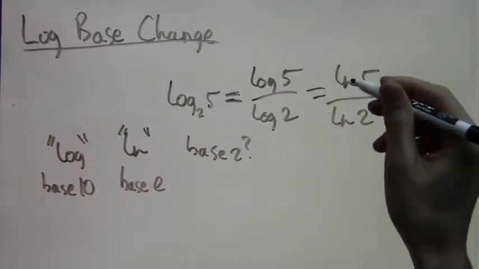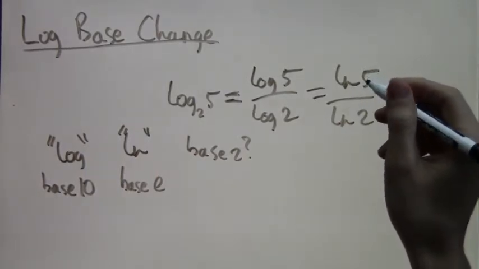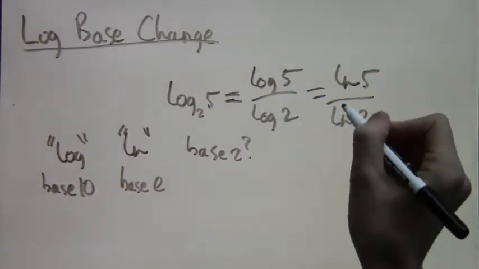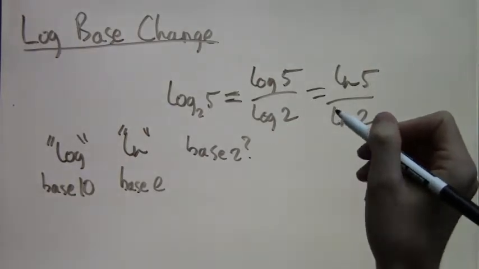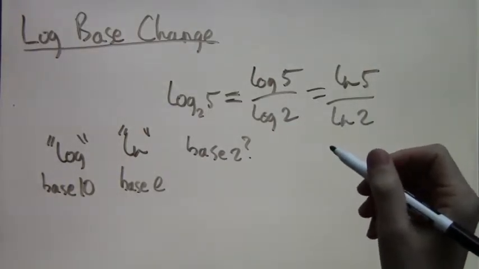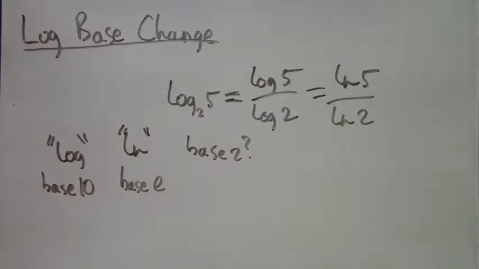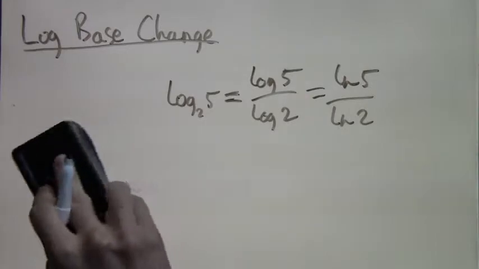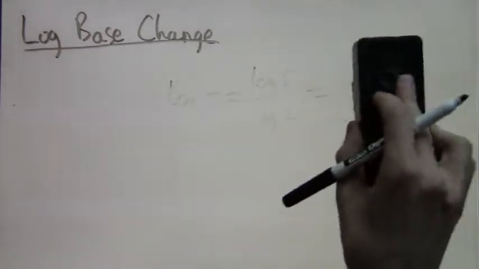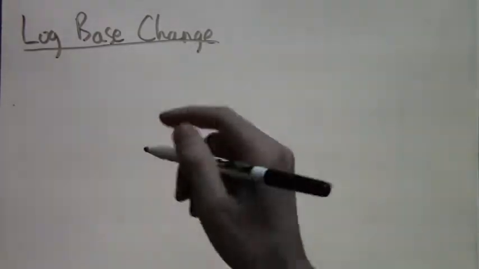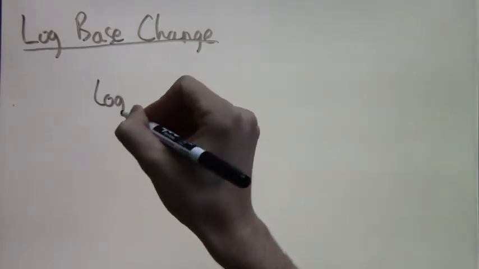In fact, as long as we have the same bases on top and bottom, we can do the same thing for any base log. But that doesn't matter because in this case we're just looking at a calculator, and in the calculator we have these two options, log and ln. But it's also useful for simplifying expressions with logarithms. So let's do an example.